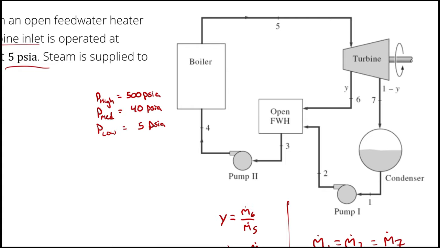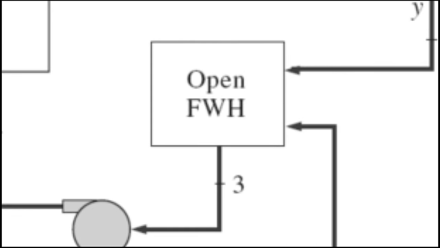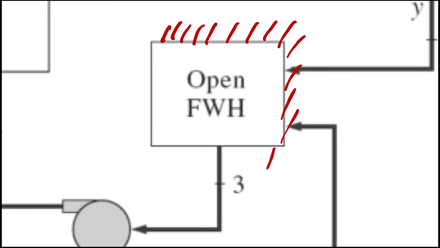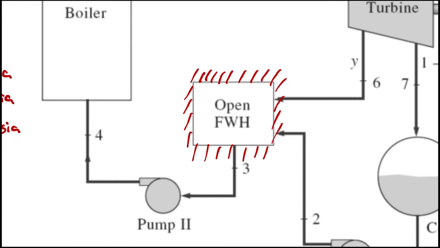So I can't perform it on the boiler because I don't know Q in. I can't perform it on the pumps because I don't know work in. I can't perform it on the turbine because I don't know work out. And I can't perform it on the condenser because I don't know Q out. That leaves me with the open feedwater heater. I know the open feedwater heater itself is adiabatic because just like the regenerator in the Brayton cycle, there is no meaningful opportunity for heat to cross the boundary. We assume all of the heat transfer occurs internally, and there's no opportunities for work.